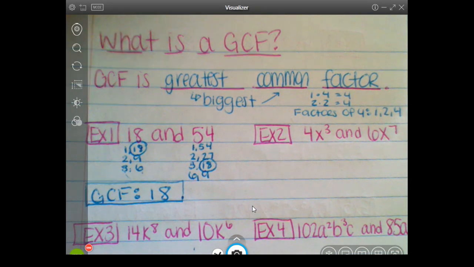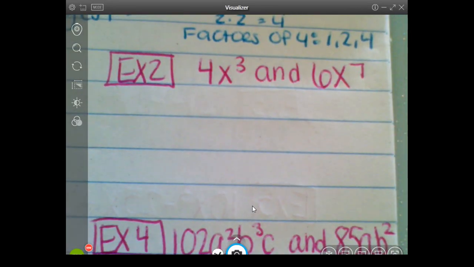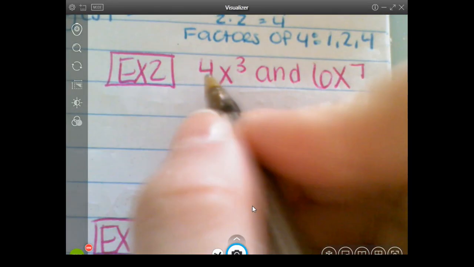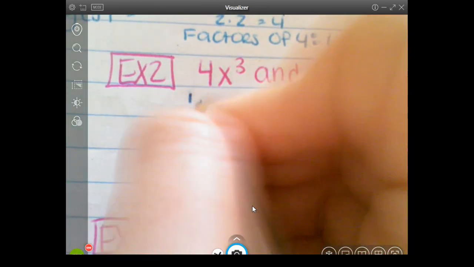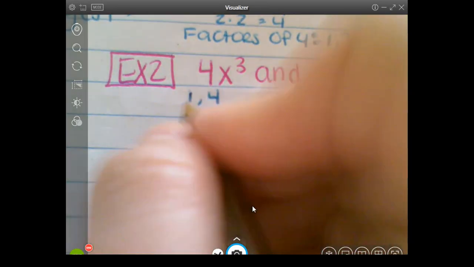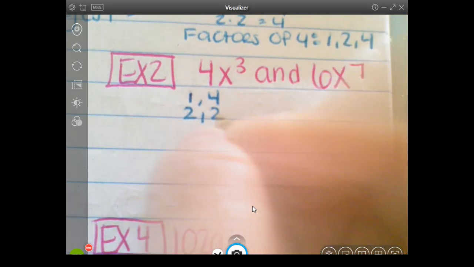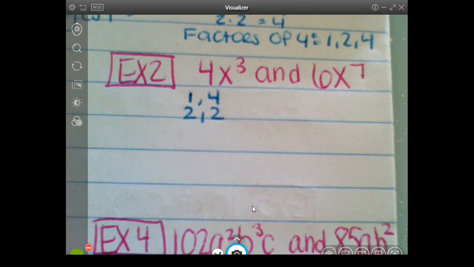Okay, now example 2 just is the same idea. It just now also has some letters. So we're going to do the same thing. First, find factors of the numbers. So 1 and 4. If I divide 4 by 2, I get 2 and 2, but I get right back to 2, so that's it.